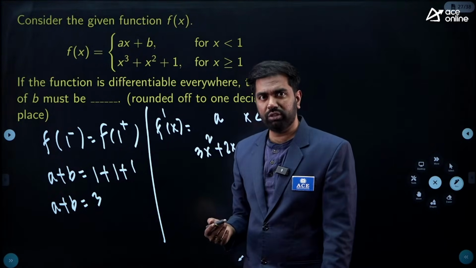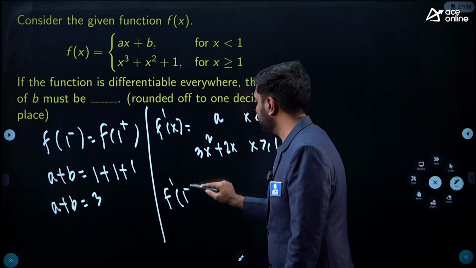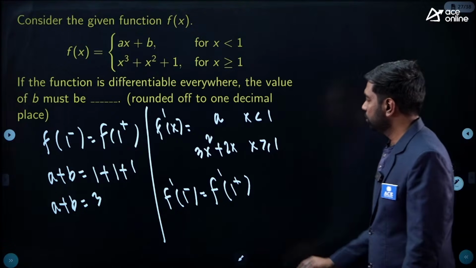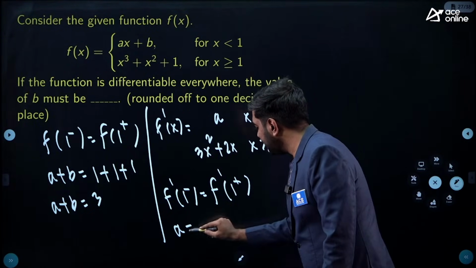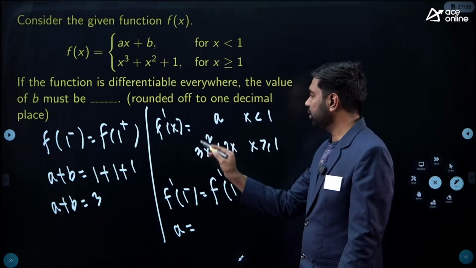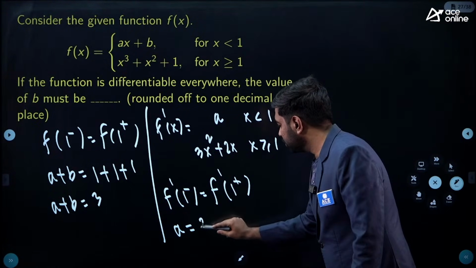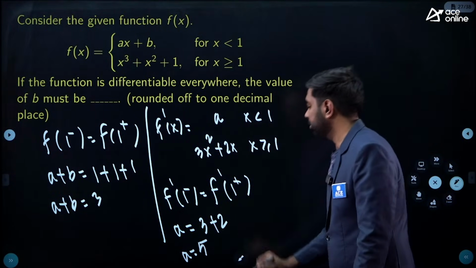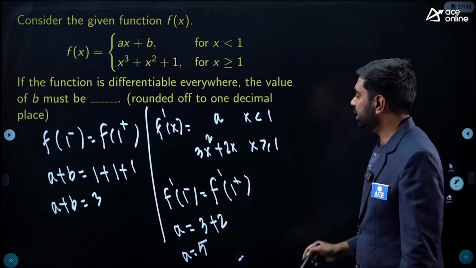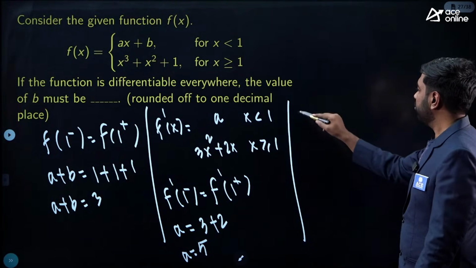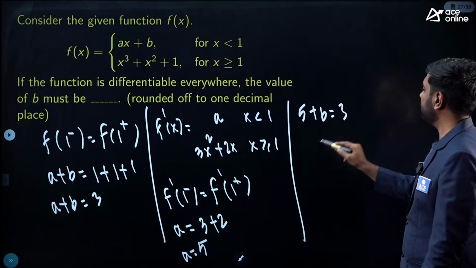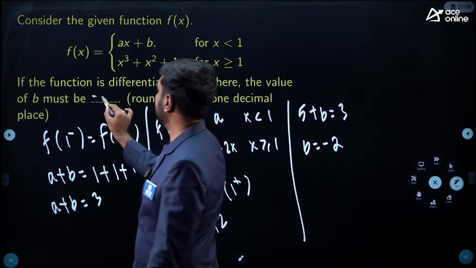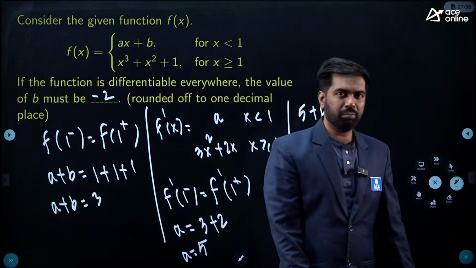Now since the function is differentiable, f dash of 1 minus has to be equal to f dash of 1 plus. So what's the left slope? The left slope is a. What's the right slope? To get the right slope, here you need to put x value as 1. It is 3 plus 2. So from this, the value of a is 5. Now once you know the value of a, you can get the value of b. So use that equation. 5 plus b is 3. The value of b is minus 2. So this answer, you have to fill it in this blank. So the answer for this question is minus 2.